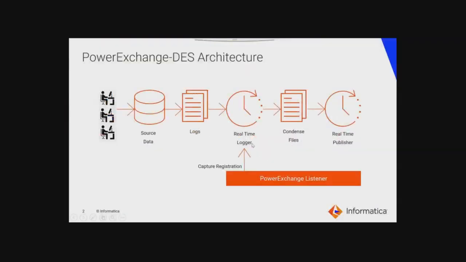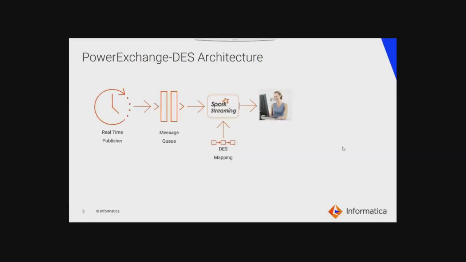So let's see how far we've progressed. We previously tested the real-time logger using the row test within the Power Exchange Navigator tool. And now we've started the publisher running. And the publisher has pushed that data to a message queue, in our case Kafka, and we've monitored that message queue and seen the data come out. So at this point, we're making the transition from Power Exchange to data engineering streaming. The idea is we're going to configure Spark streaming to pick up the data from the Kafka queue using a DES mapping created in the Informatica developer tool.